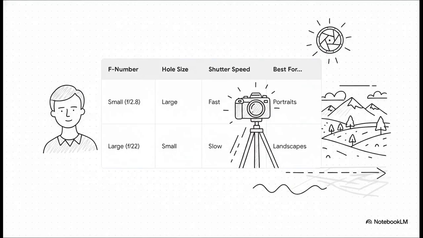Now, there is one little trade-off you need to keep in mind. Remember that physical hole we said to forget about? Well, here's the one time it matters. When you pick a large F number, say for a landscape, the camera has to make that hole really, really tiny. And a tiny hole doesn't let in much light. So to get a good photo, the camera has to keep the shutter open for longer, a slower shutter speed. And that's exactly why you always see landscape photographers with tripods. It's to keep the camera perfectly still so the photo doesn't get blurry during that longer exposure.